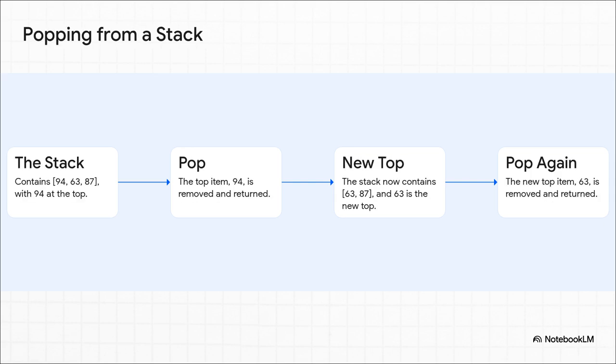And to take something off, we pop it. Now, here's the key. You don't get to choose which one to take. You have to take the one on top. So we pop 94 because it was the last one we put in. Pop again, and we get 63. See? Last one in is always the first one out. That's LIFO in a nutshell.